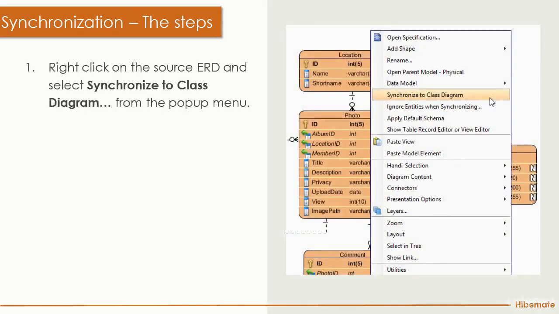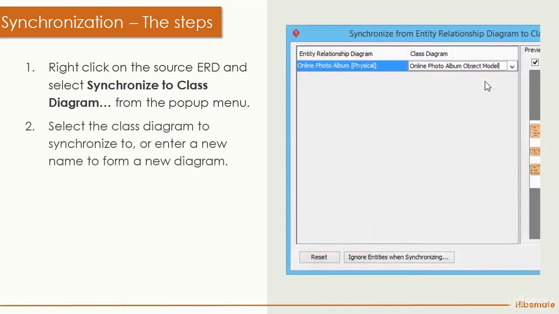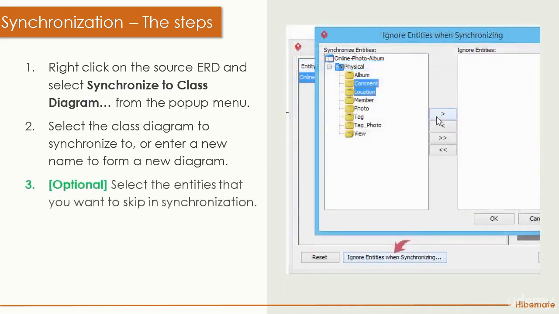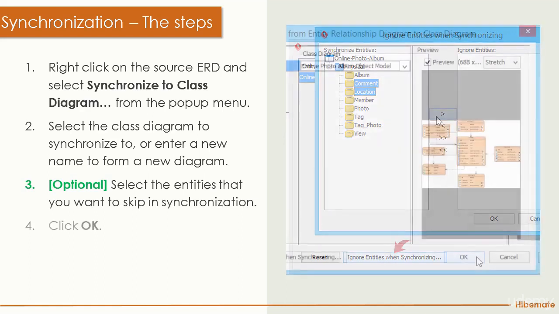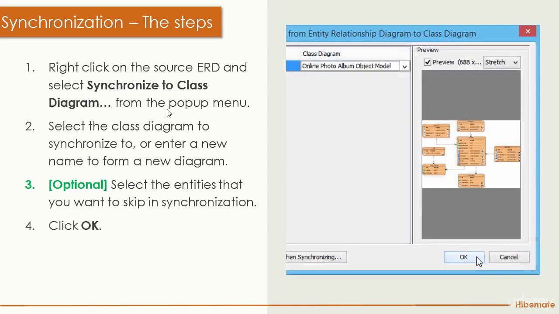First, you right click on the entity relationship diagram and select synchronize to class diagram. Then you can select where you want to generate. You can generate to a new class diagram, or you can select an existing diagram. Optionally, you can skip some entities you don't want to generate. Of course, it's optional. Then you click OK to generate the class diagram. Let me just show you how to generate the class diagram.